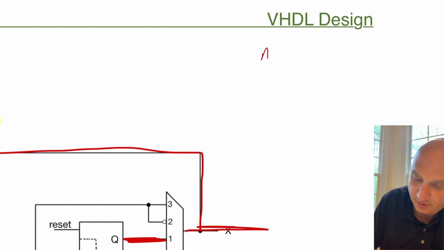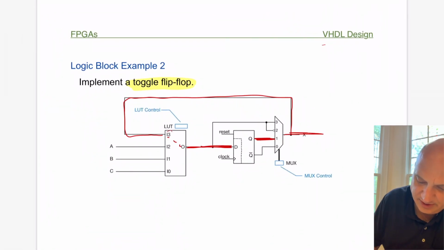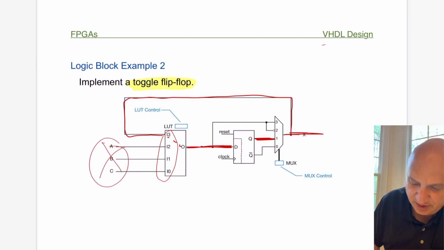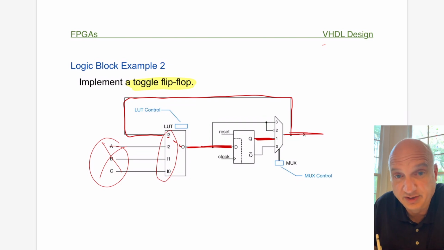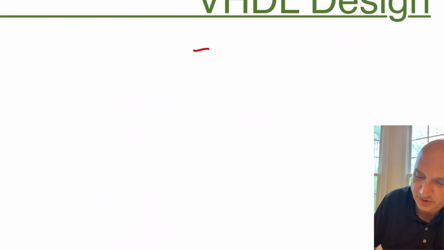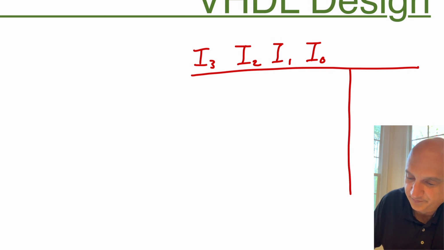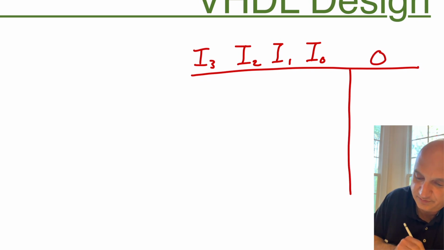In this case, we have I3, I2, I1, and I0. We're not using A, B, and C, so we really don't need to worry too much about those. Those are I0 through I2, but we're using I3 as our input. So what we're going to do is draw this little truth table with I3, I2, I1, and I0. This is actually 4 inputs, so we'll have 16 elements in here. And then this will be our output.